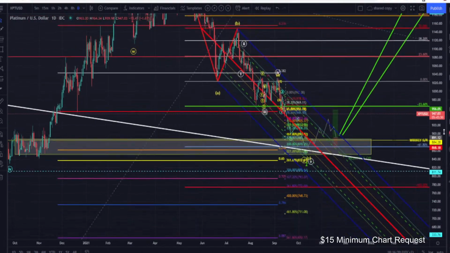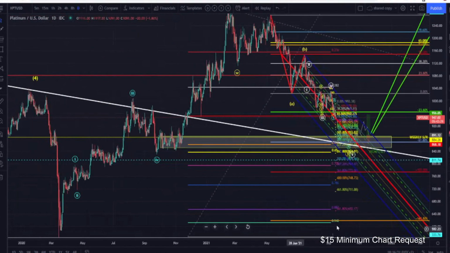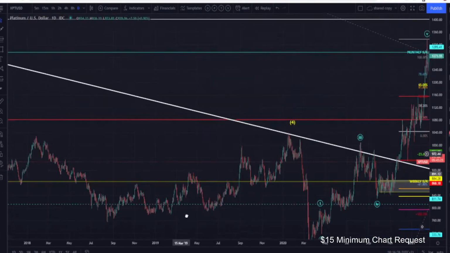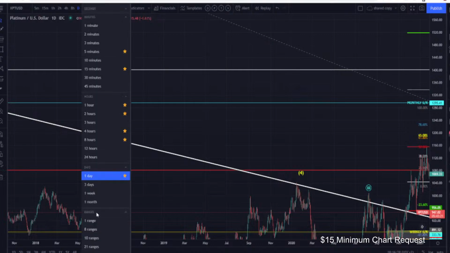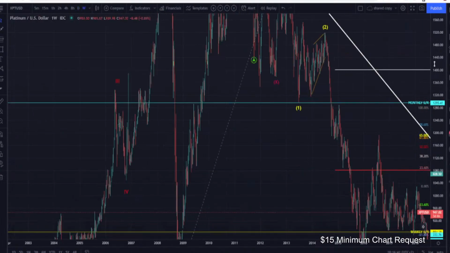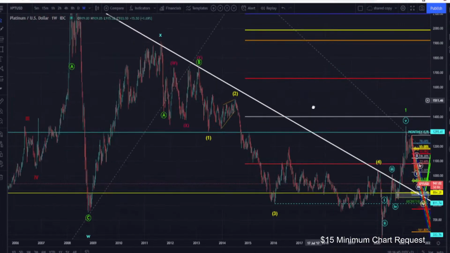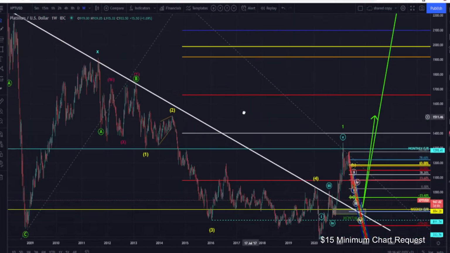All right, let's put it all together. Okay. Oh God, I gotta be able to see, what's that big line? Oh, I gotta go weekly probably. What are we doing here? Okay, so now we're getting context. That's the trend line from the B high.